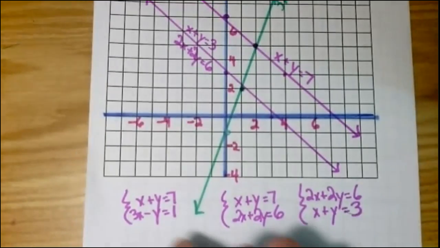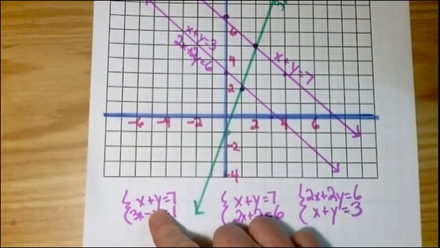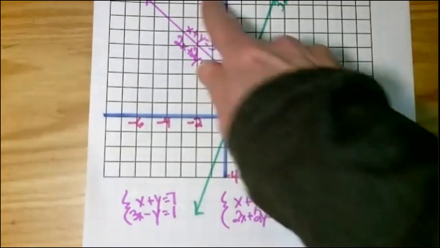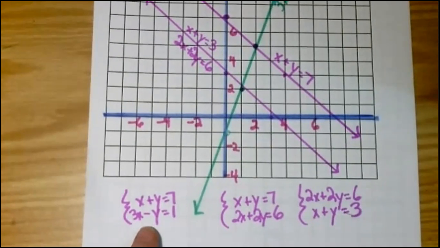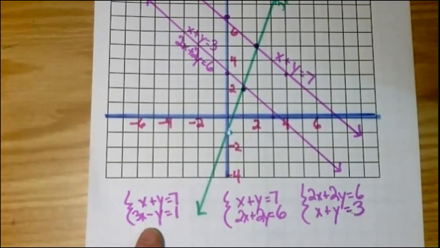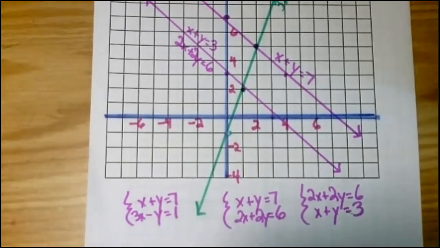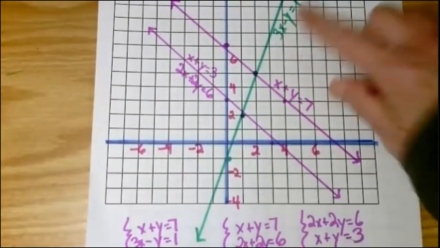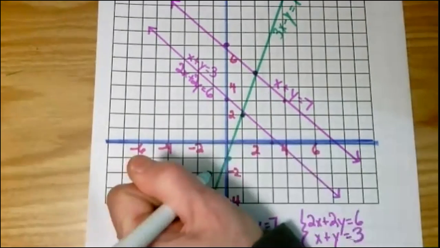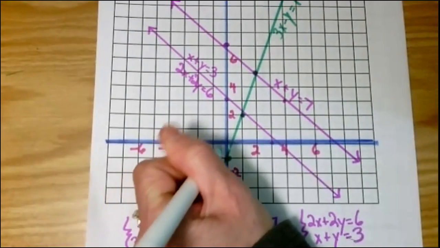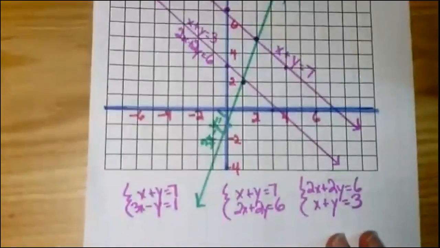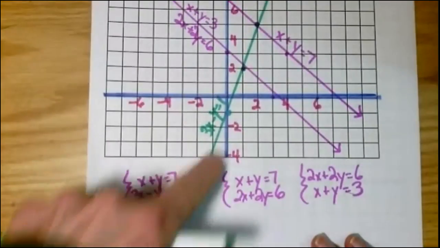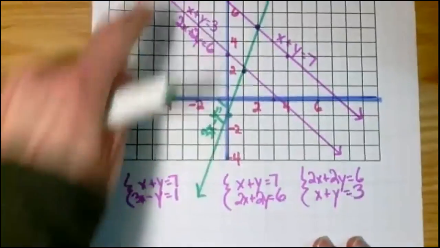So the first system I have is x plus y equals 7. That's this line. And I have 3x minus y equals 1. That is the green line. You can see right here, 3x minus y equals 1. I'll write that over here so you can see that. So that's the green line, and that's the pink line.